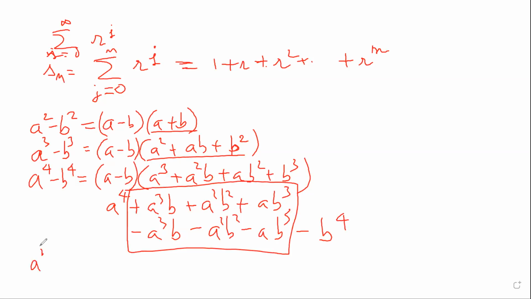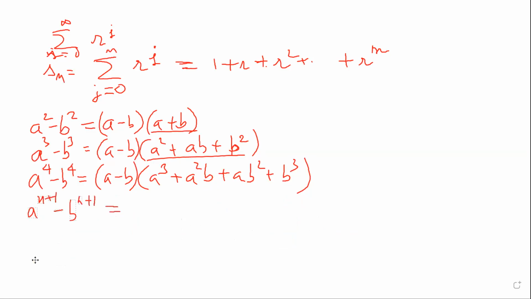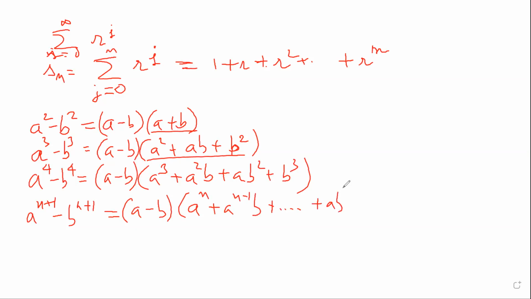So if you have A^n, let's say A^(n+1) minus B^(n+1), then this can be written as A minus B times, and you start with A^n, then A^(n-1) B, and so on, and finally A B^(n-1) plus B^n.